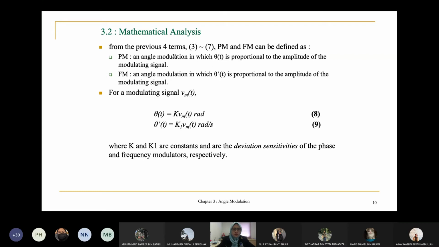This is just to state that for PM, the angle modulation, which is θ(t), is proportional to the amplitude of the modulating signal, and for FM, the angle modulation, which is θ'(t), is proportional to the amplitude of the modulating signal. In equations 8 and 9, for a modulating signal vm(t), θ(t) is given by k·vm(t) radian, and θ'(t) is k1·vm(t) radian per second. These k and k1 are constant values.